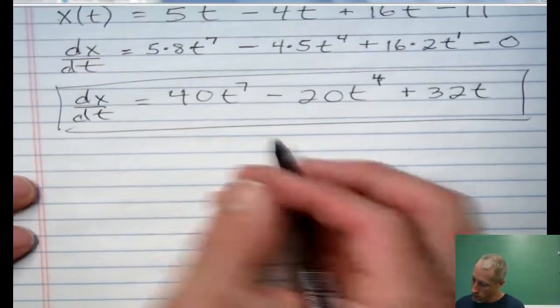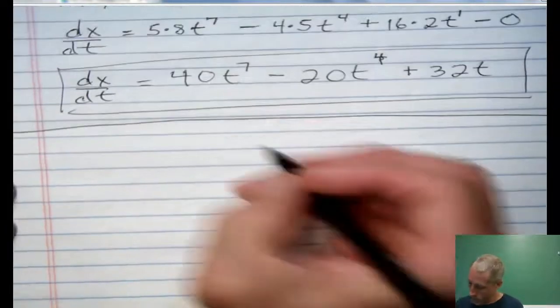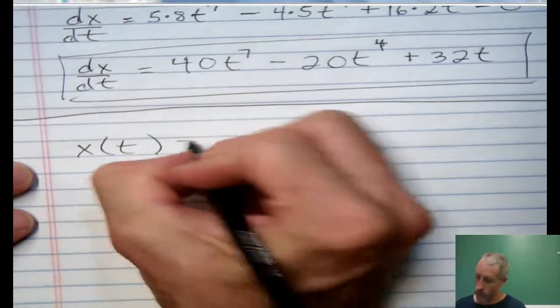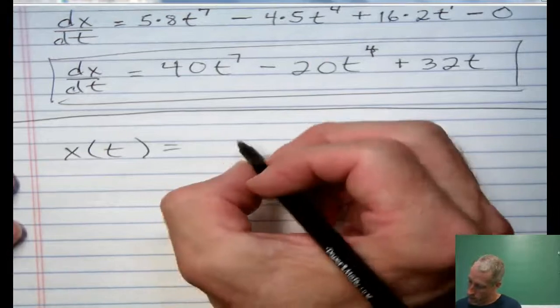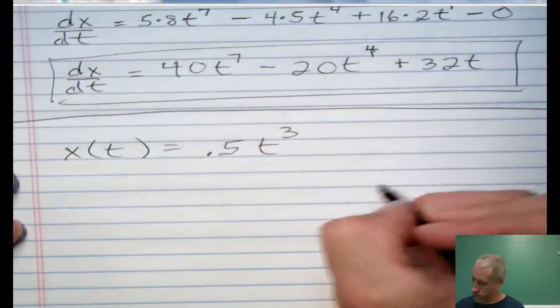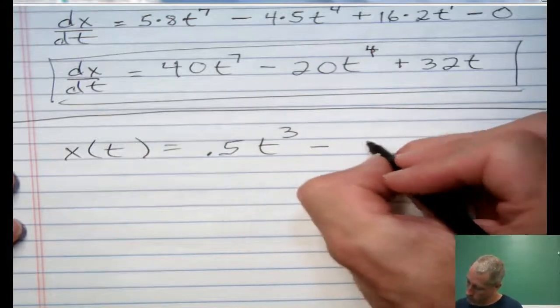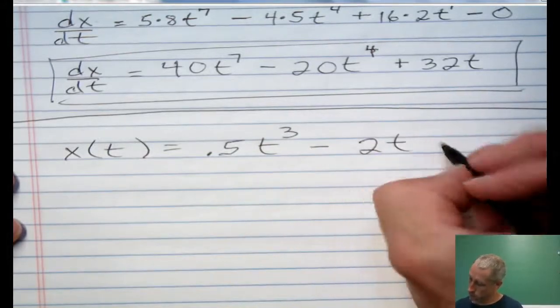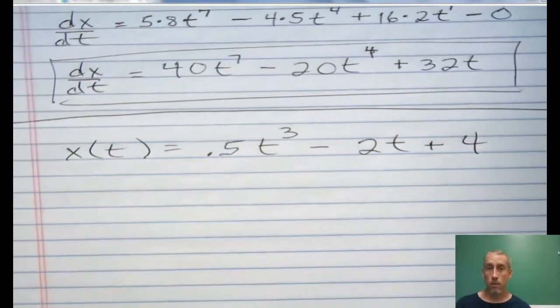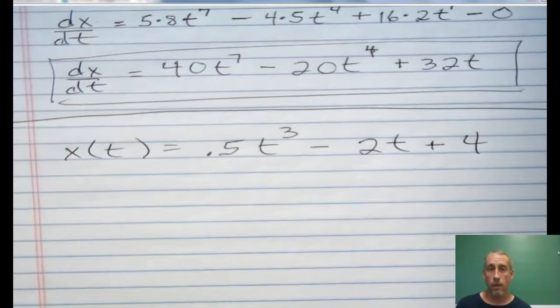So let's take another function of x. Imagine this time x as a function of t is described as 0.5 t to the 3rd minus 2t plus 4. So using those steps that I described before, stop here, take the derivative yourself, figure out what your answer is, clean it up real nice, and then turn this back on and I'll reveal the answer for you.